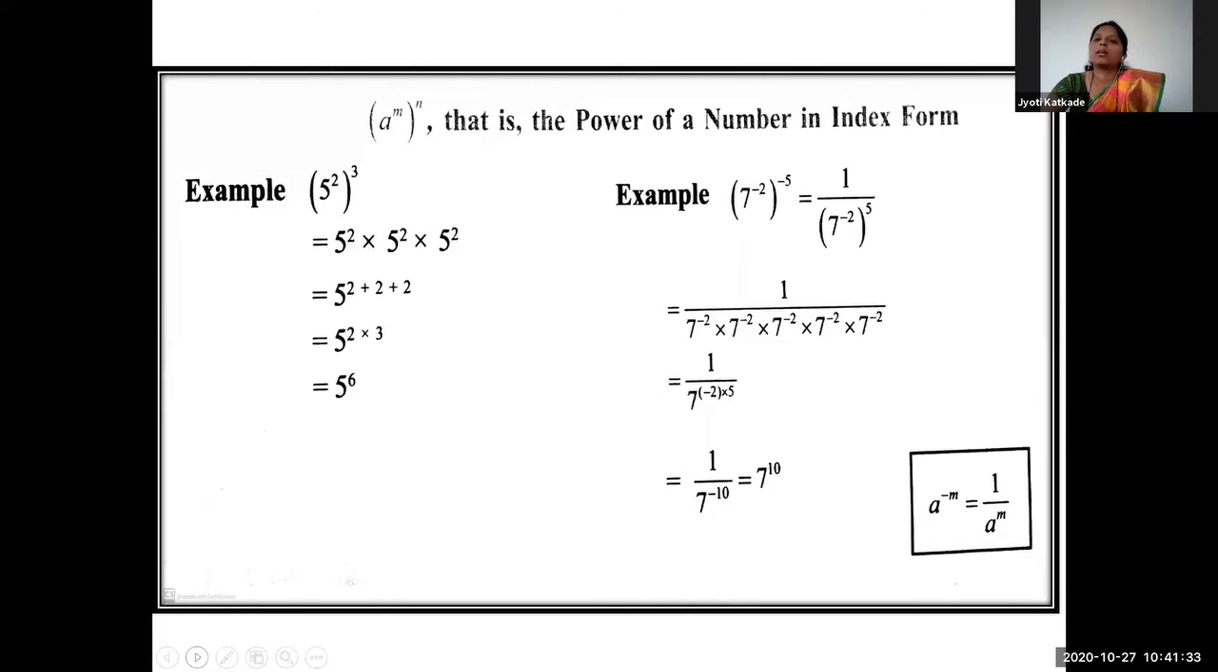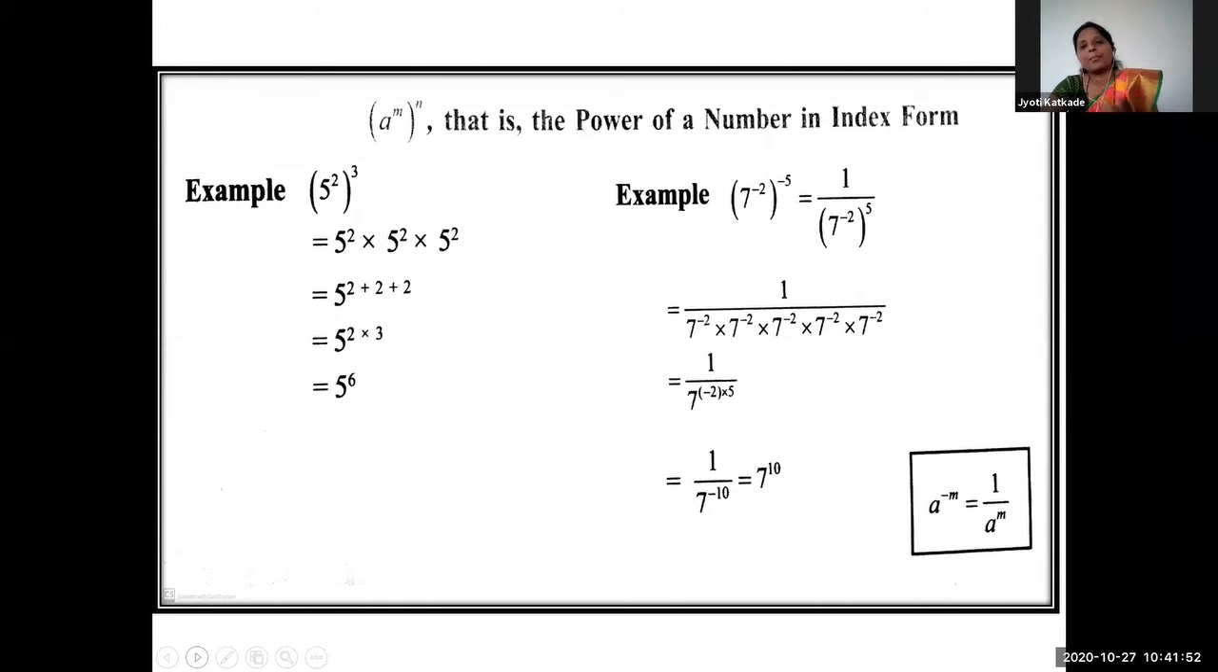There is (a^m)^n. It means power of power is given: the power of a is m, and the whole of a^m has power n. That is the power of a number in index form.